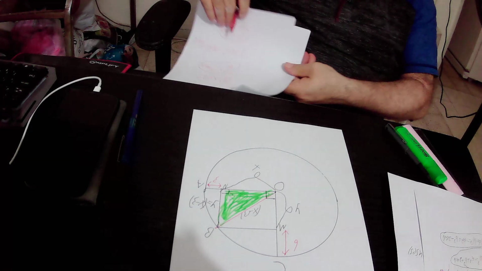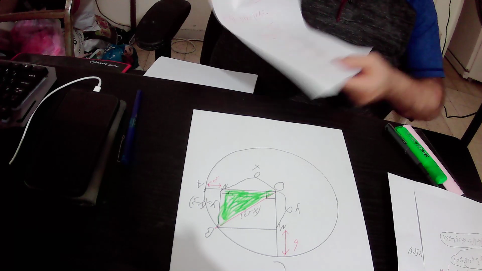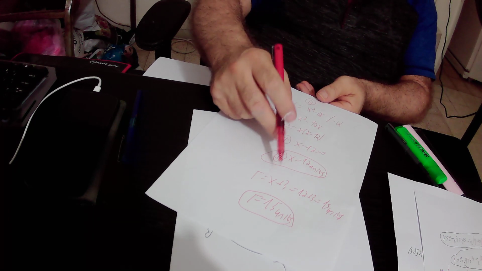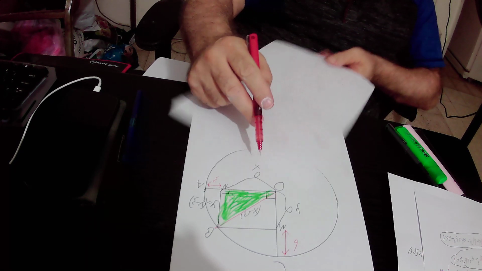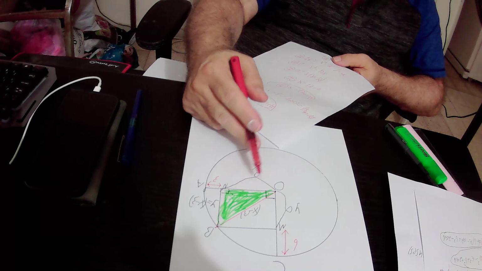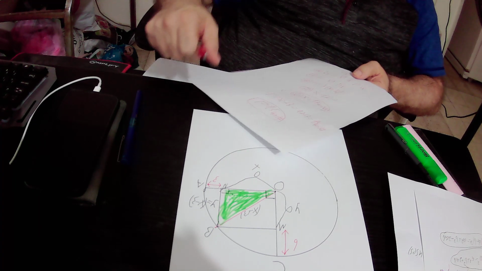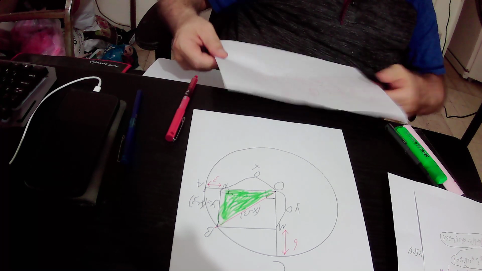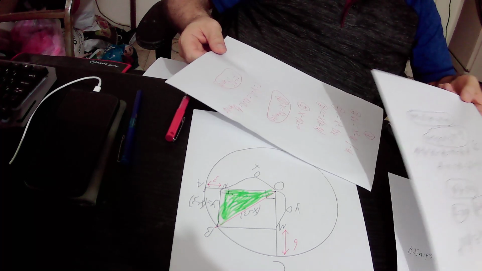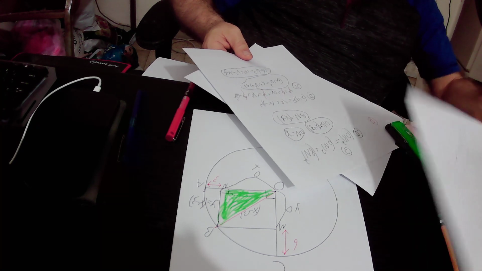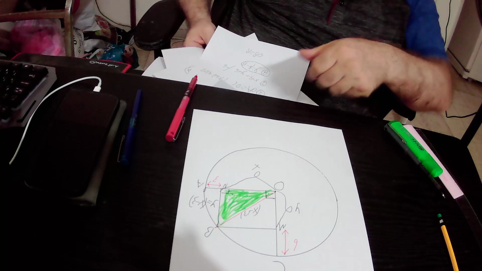So the final answer to the question is that the radius of the circle equals 15 units. Okay, the radius of this circle equals 15 units. Now I will summarize the lecture. Actually, we wanted to find out the radius of this circle.